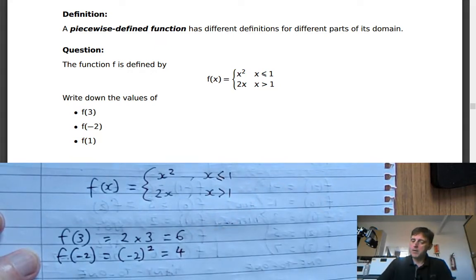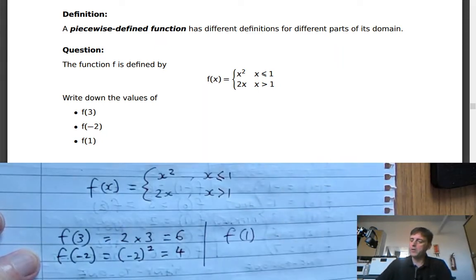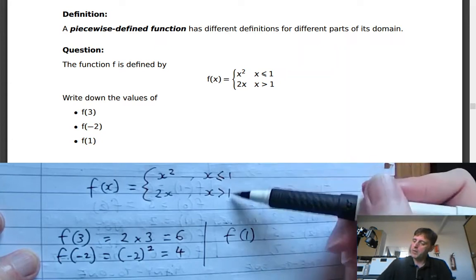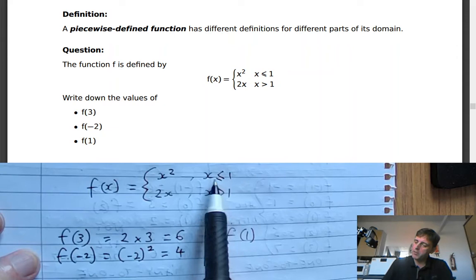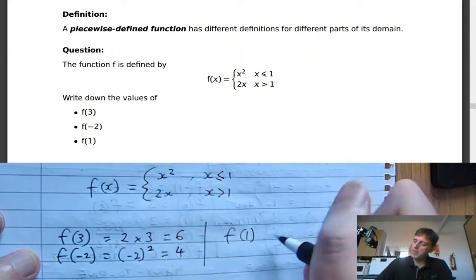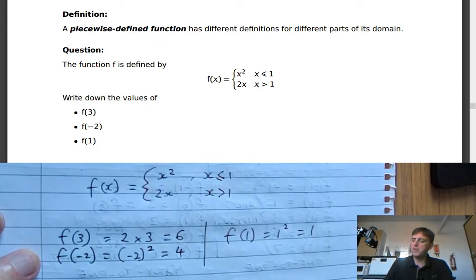Okay, and what about the last one that we had here, f of 1? Let's write this here. So again, we just need to look at which of the rules applies. We need to be careful here, but we can see that this one includes 1, this one doesn't. So we're looking at the first rule here, x squared. We need to take our input number and square it. 1 squared is, of course, 1. So therefore, for this piecewise defined function, f of 1 is equal to 1.